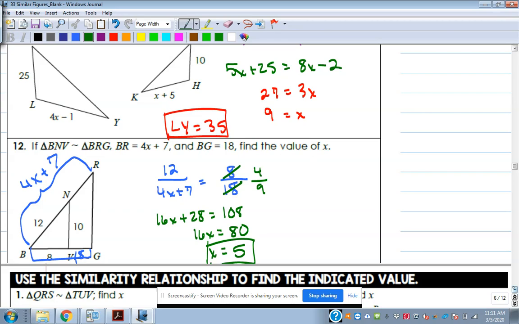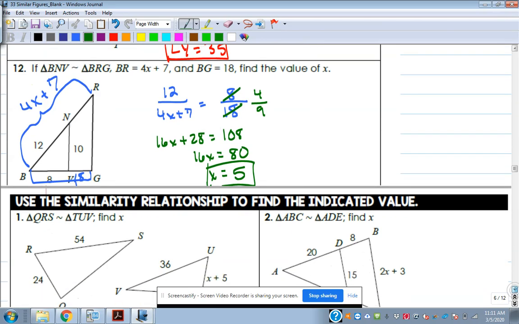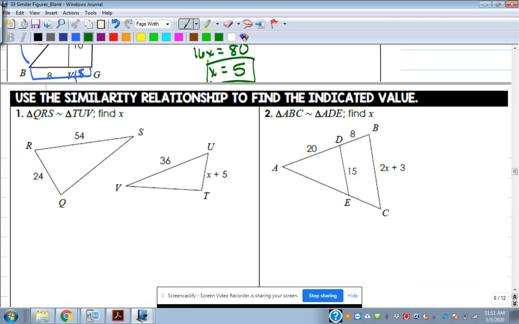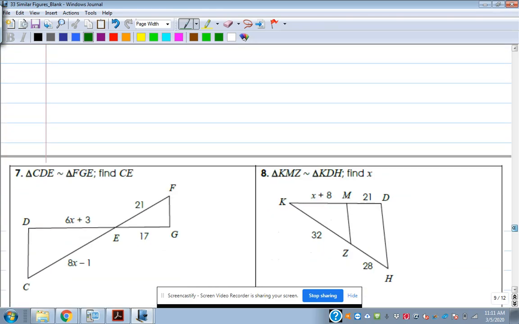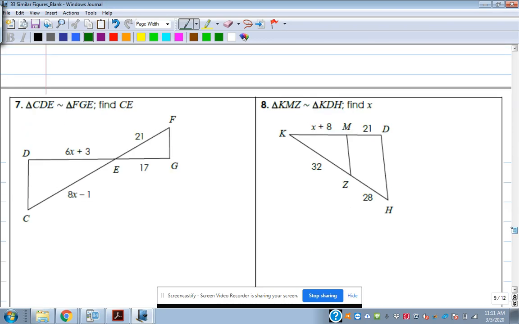Okay. All right. On the next pages there are some extra practice problems that you can look through. Let's just do a few of those. I want to do, for sure, number 8, 9, 10, and 11. So let's start with number 8, because these are the more difficult ones, in my opinion. Triangle KMZ is similar to triangle KDH. Find x.